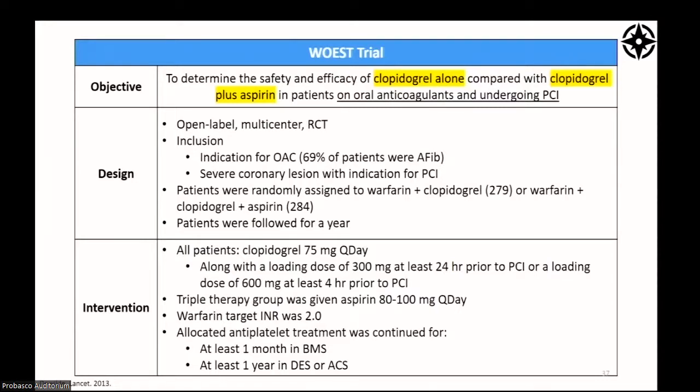All the patients were pre-treated with a maintenance dose of 75 milligrams of clopidogrel per day for at least 5 days, or a loading dose of either 300 or 600 milligrams, depending on when their PCI was. 31% of patients received a bare metal stent, 69% of patients received a drug-eluting stent.